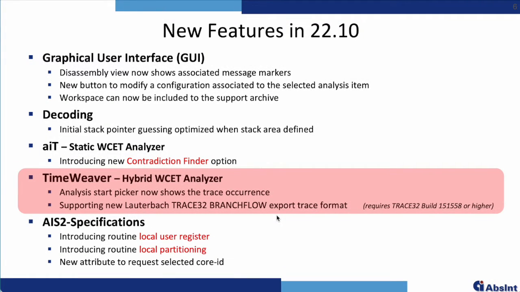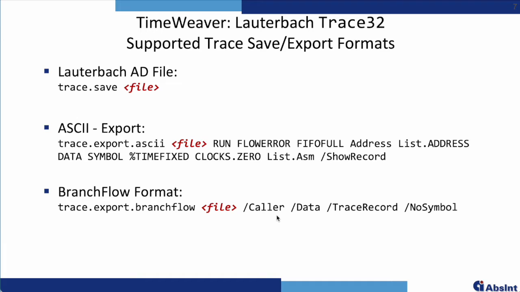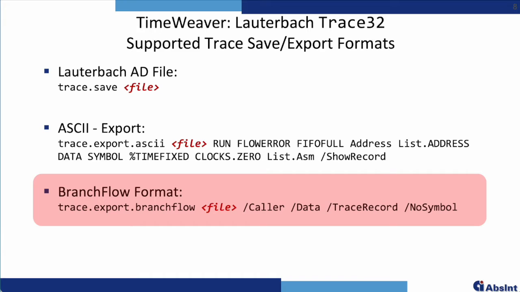All right, there are some updates in the TimeWeaver analyzer as well. First of all, we support a new trace export format for the Lauterbach debugger. It's a so-called BRANCHFLOW format, and this is the export command in the Trace32 actually. This can also be found in our documentation. This new BRANCHFLOW format is much more compact and can be more efficiently processed by the TimeWeaver trace parser. We would recommend working with that format in the future.